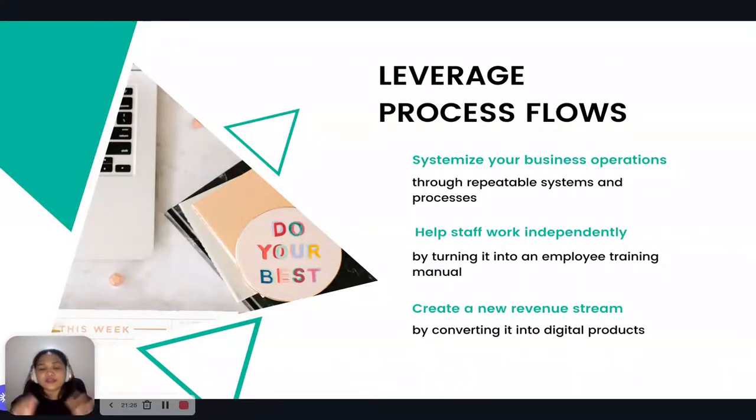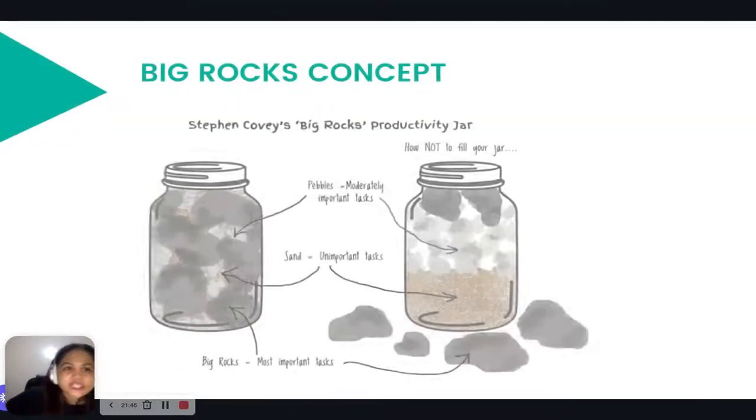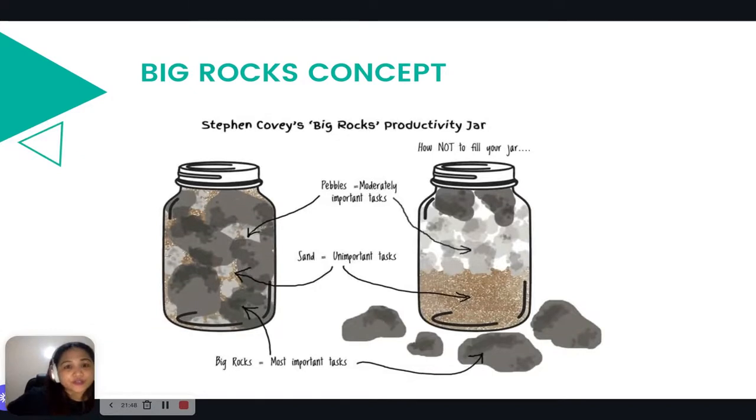Cool. So the third one, and this is one of my favorite, you can actually create digital products out of your SOPs. Say what? You can monetize your SOPs by turning those into digital products. Okay? And I'm going to show you exactly what I mean by that, in a few minutes. But here's how I would love for you to think about this.